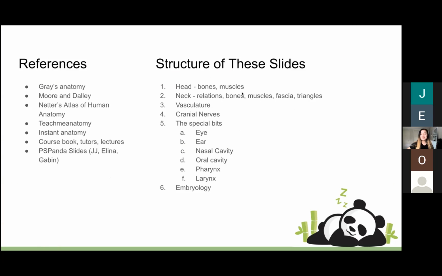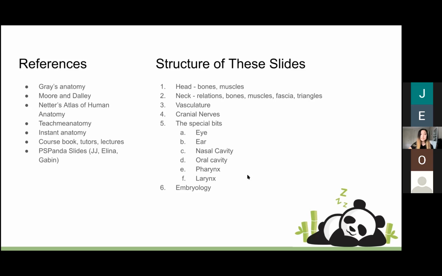And this is the structure to give you a general overview of how I'm going to cover everything. We'll go through the head first, the bones and the muscles and everything like that. Then we'll go into the neck and how that relates. And then we'll do the vasculature of the head and the neck because they're joined together. And then we'll do the innervation. And then we'll do the special bits, so the eye, and all the bits that are connected, like your nose, your mouth, your ear, your pharynx, your larynx. And then we'll finish off with embryology.